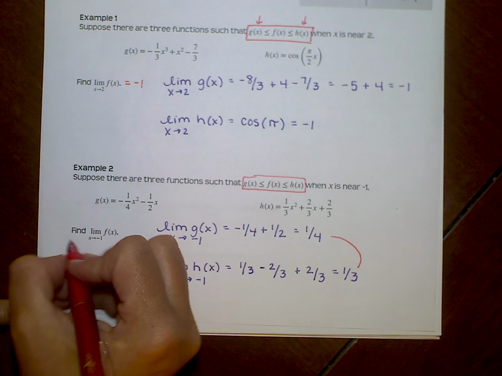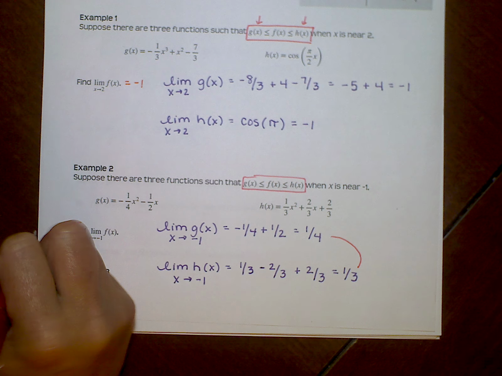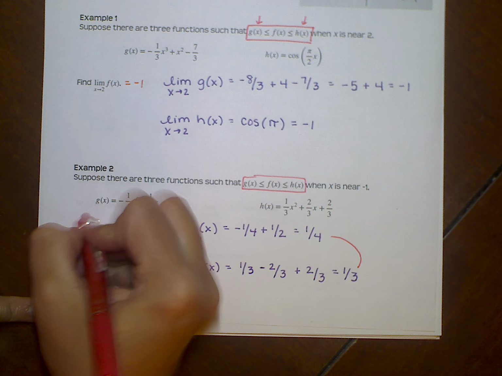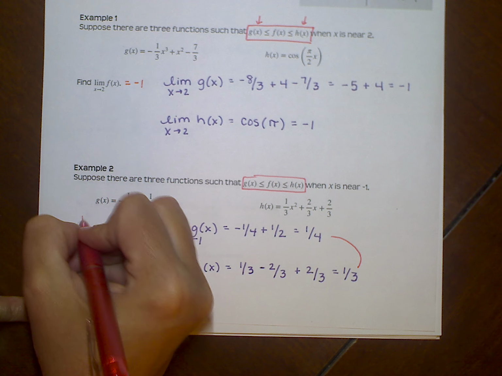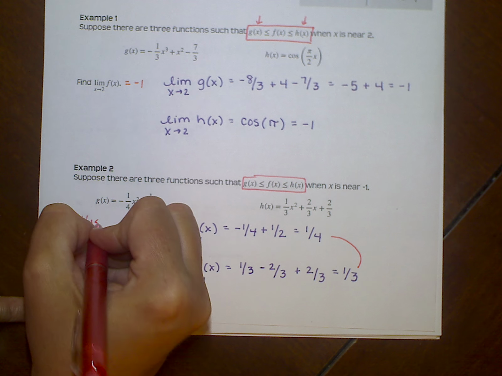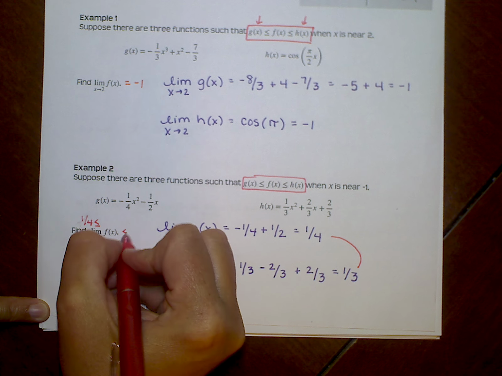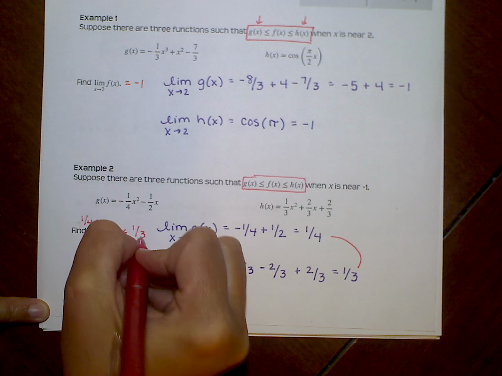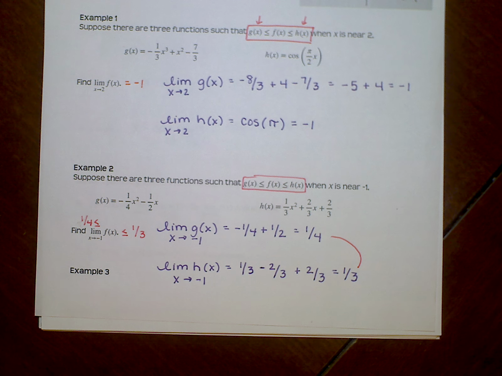We could say, for example, that, is that negative? No, I keep trying to throw negatives in where they don't belong. 1/4 is less than or equal to this limit, which is less than or equal to 1/3. Like, we know that it has to live in between there. That's the best we can do. We don't know what the actual limit is.